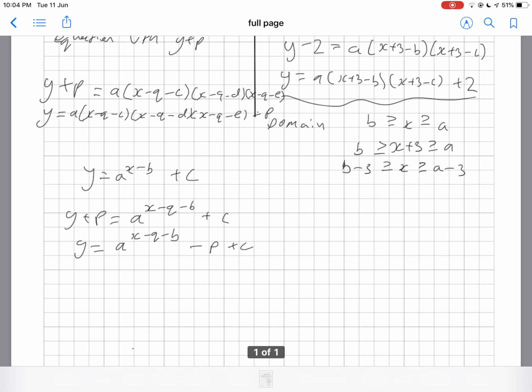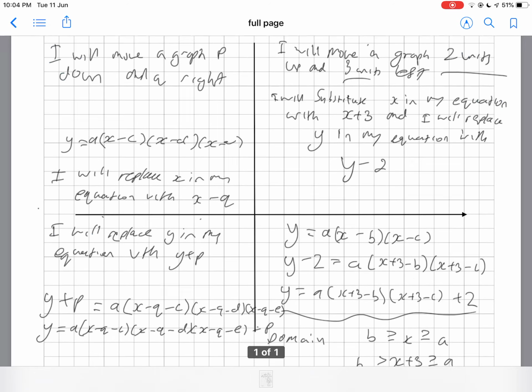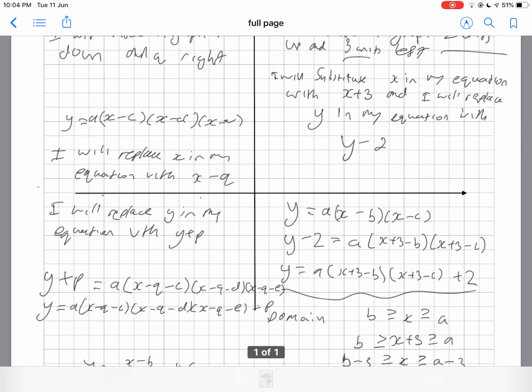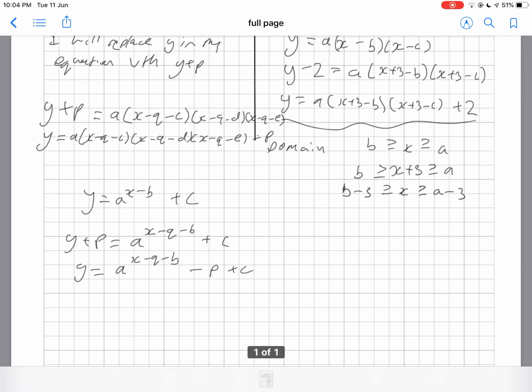If you move the graph up, you replace y with y minus something. If you move the graph down, you replace y with y plus something. Okay. So it's pretty straightforward, okay? So you don't have to simplify any further, okay?